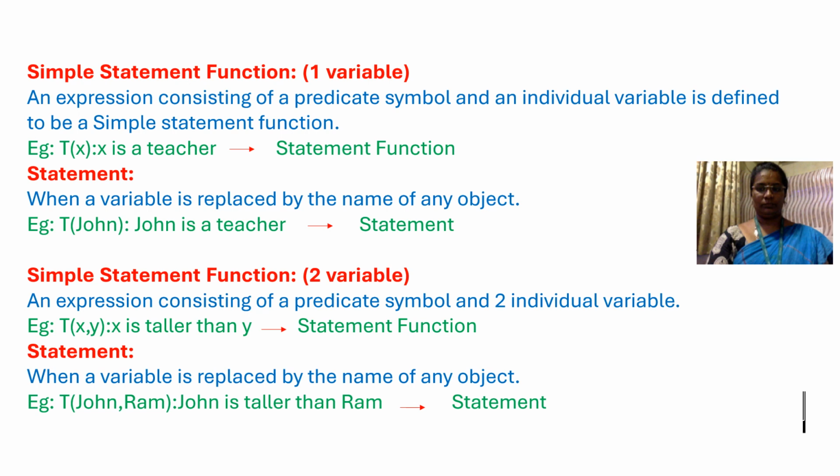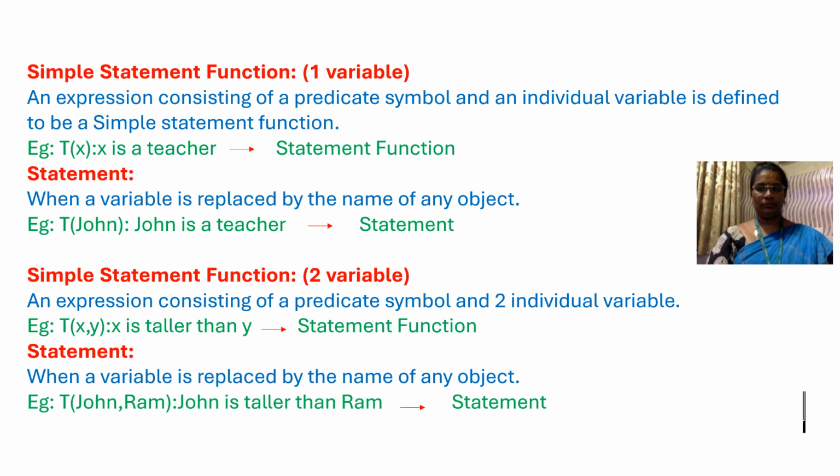A statement function becomes a statement when the variable is replaced by a particular name or any particular value. So when a variable is replaced by the name of any object, then you see that a statement function gets converted to a statement. So here in this example, when I replace my x with John, then my function T of John is nothing but John is a teacher. And we would see that now the statement function has been converted to a declarative statement.